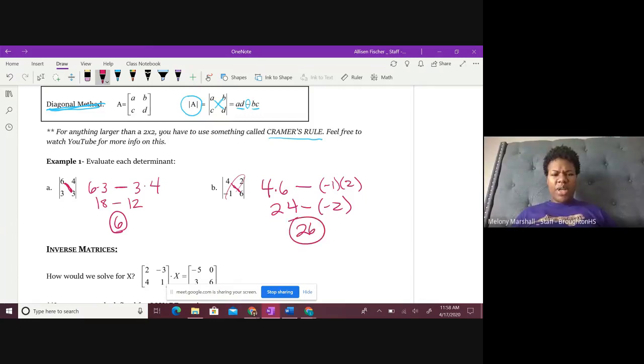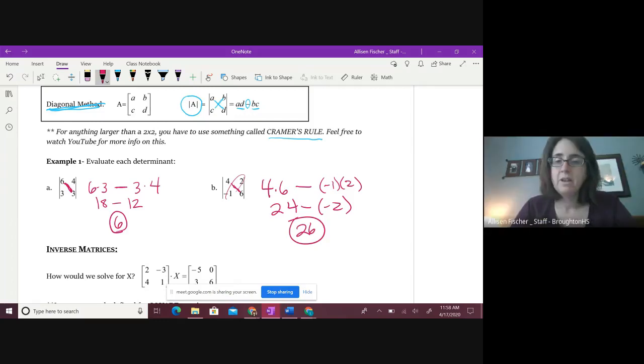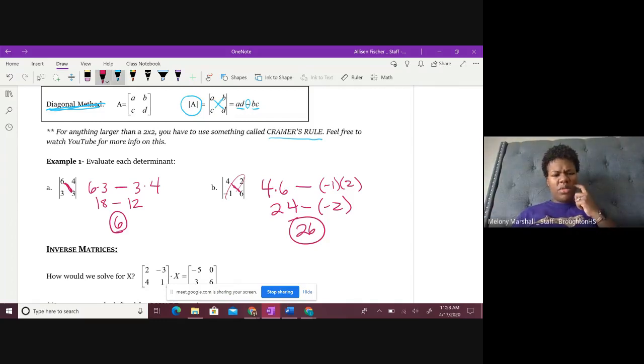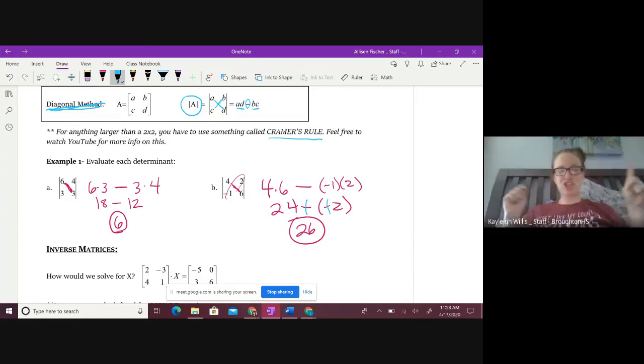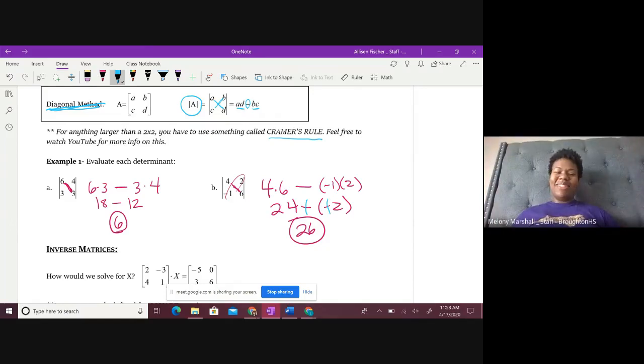Wait, that's not going to be 22, though? No, because 24 minus a negative becomes plus a positive, Miss Marshall. Change. Oh, that's right. Change.